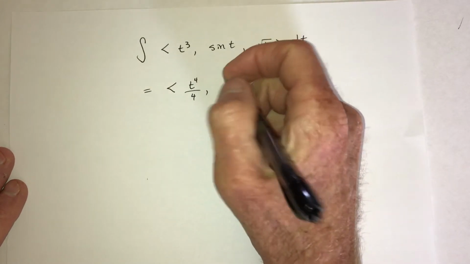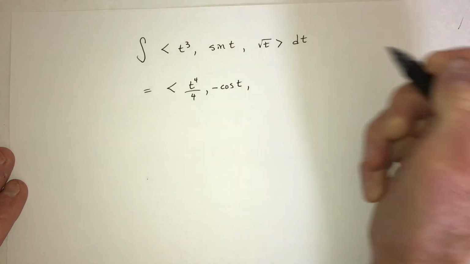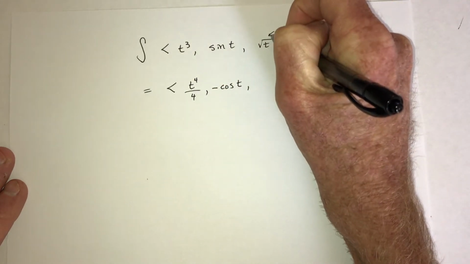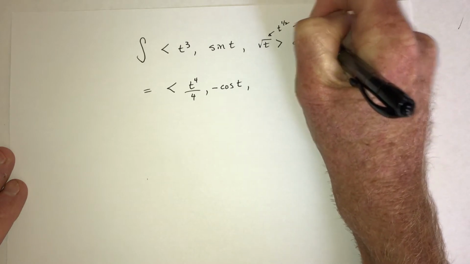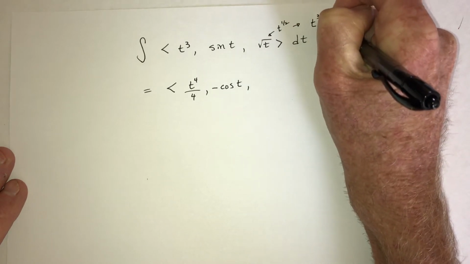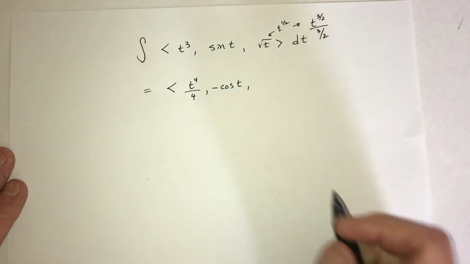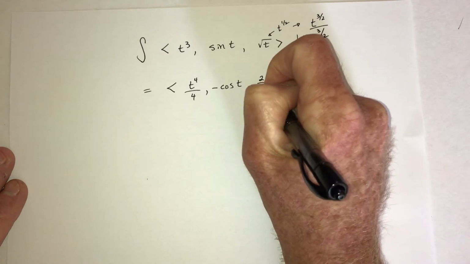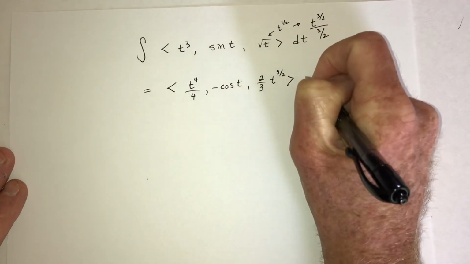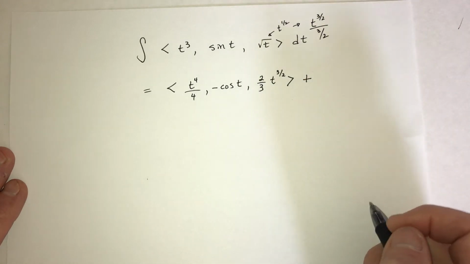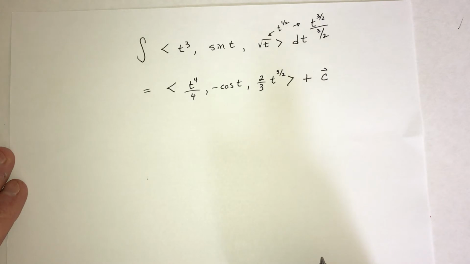So the antiderivative for sine is actually negative cosine of t. And then for this one, you could rewrite it as t to the 1/2. And when you integrate, it becomes t to the 3/2 divided by 3/2. Or in other words, it's 2/3 t to the 3/2. And then plus the constant.